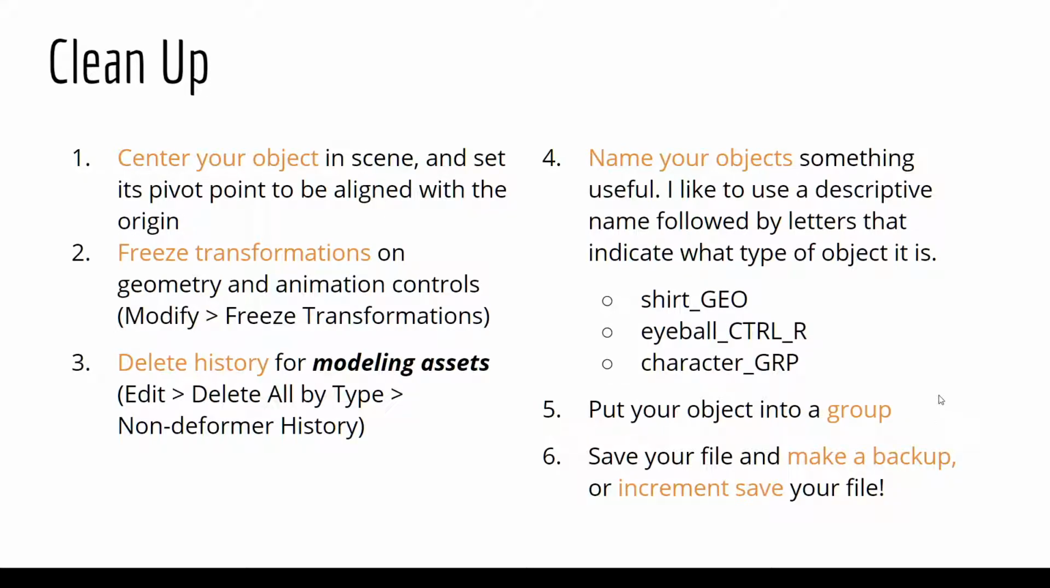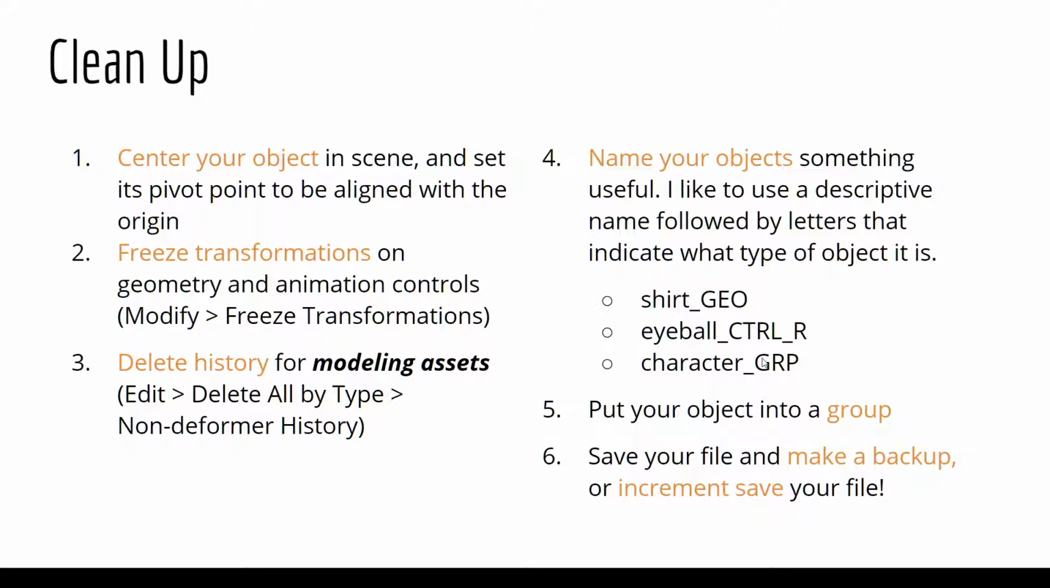Make sure you name your objects something descriptive and useful. So I like to use a name, something like this, where I have something like shirt for a shirt object, an eyeball, something that when you read it at a glance, you know which object it's describing. And then I usually have letters that describe what type of object it is and maybe what side of the object or what side of the model it is if there's duplicates or symmetry going on. So often I'll use geo for geometry or polygon objects. So shirt underscore geo would be the shirt geometry.